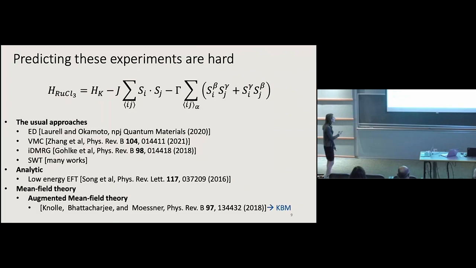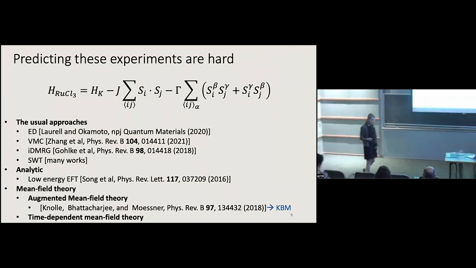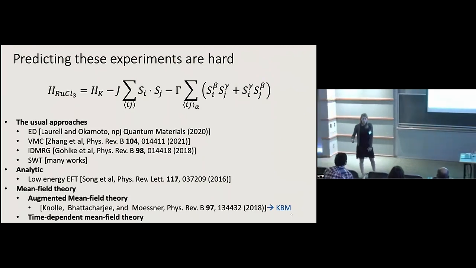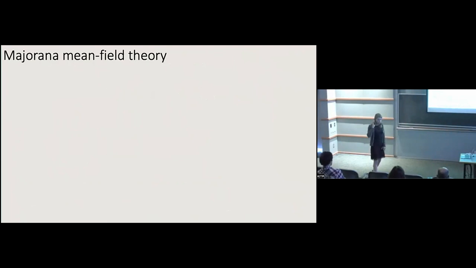But there was this work by Knoll, Bhattacharjee, and Metzner, which I'm going to call the KBM paper, where they introduced an augmented mean field theory to capture dynamic quantities. And what I'm going to talk about is an alternative, this time-dependent mean field theory approach, which I will show you can capture all the dynamic quantities of the exact result, and I think improves a bit upon this KBM approach. So first, let me just review what's going on with Majorana mean field theory.